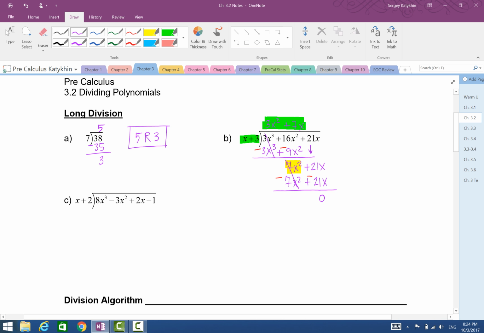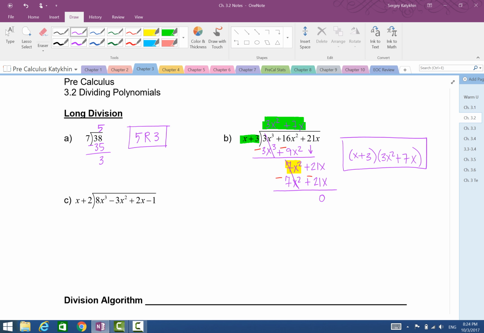So my complete answer would be my two factors. The first one is x plus 3 and the second is 3x squared plus 7x. Now notice that's my answer. If I go back and distribute that, I will get 3x cubed plus 16x squared plus 21x. Now this is me going back if I distribute that. If I don't, those will be my two factors.